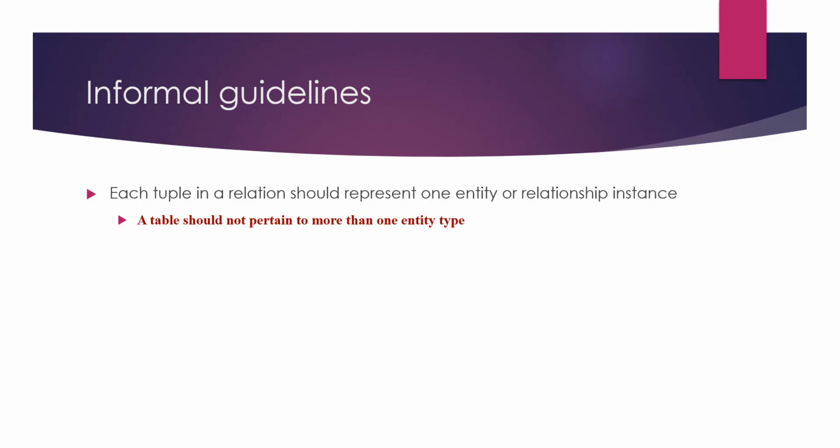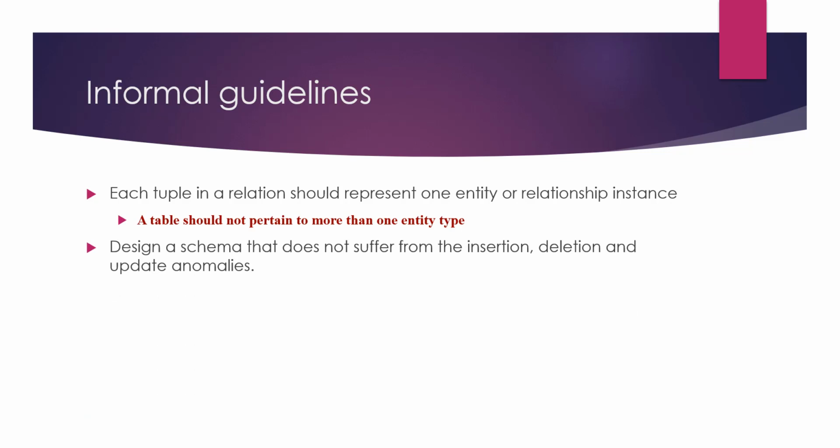If we want to have information about employees, or for the employee we want to have information about the department, we only need one column, which is the foreign key, to map to the department table. So a table should not pertain to more than one entity type. Another guideline we discussed is we want to design a schema that does not suffer from these anomalies, the 3 anomalies, the insertion, deletion, and update anomalies.